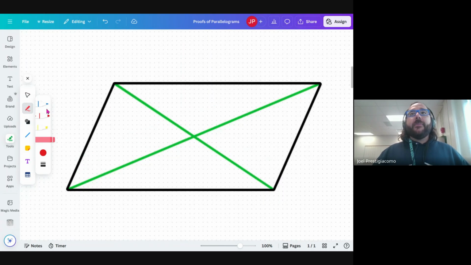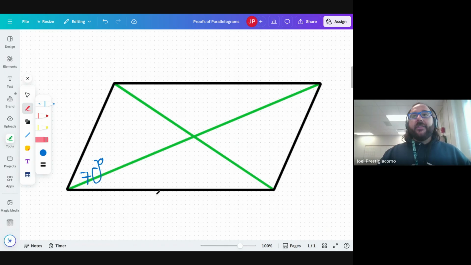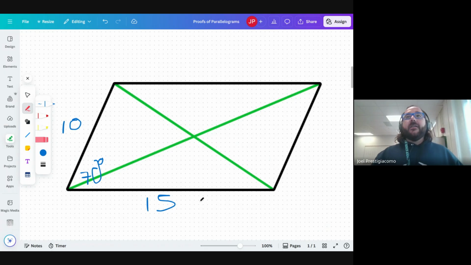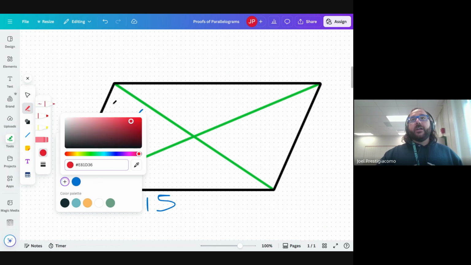All right, so quite simply, if I were to make up a couple of lengths, I could go forward and copy the rest of it. So if I said, for instance, that this was 70 degrees, and I said that this was 15, let's say this is 10, okay? So length of 10, and let's say this is 9, and this is 6, okay? These are the different parts that we can see. If I know these, I can fill in the rest. So I'll switch my color here to red, or as red as I can make it.